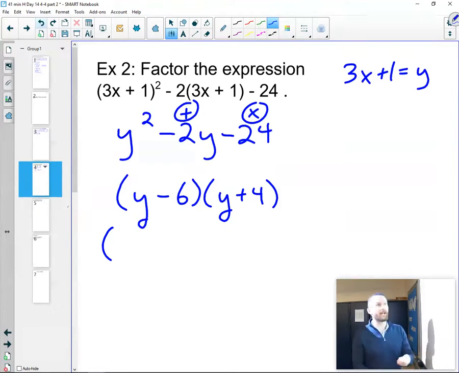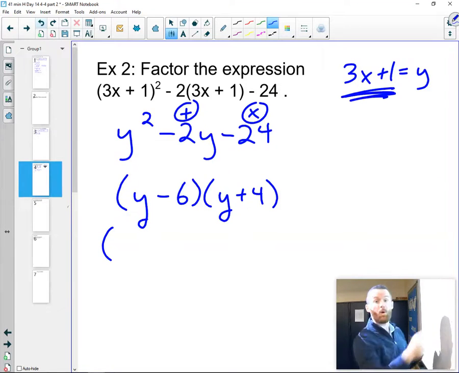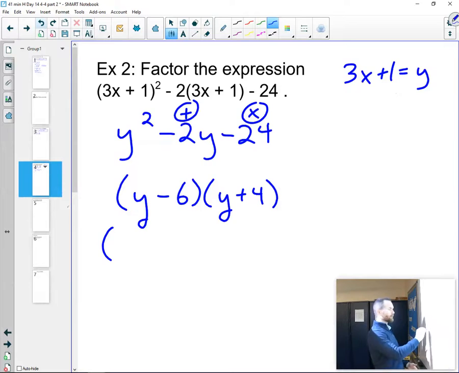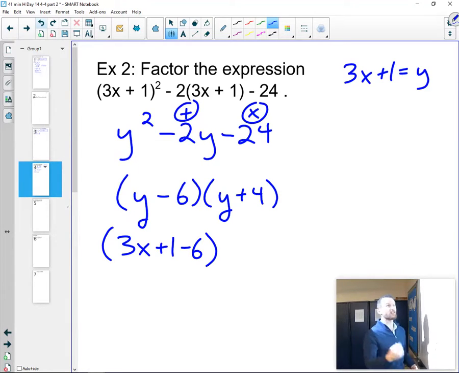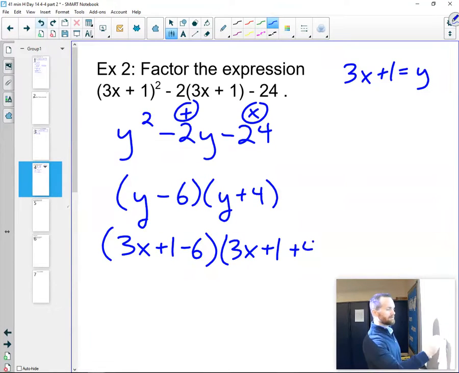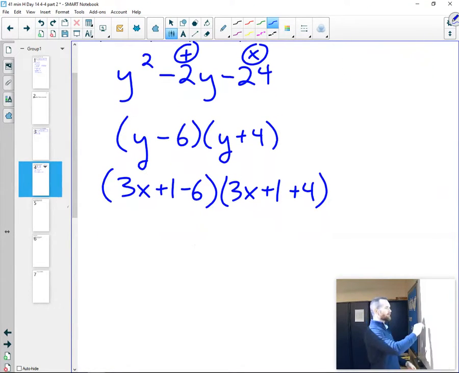So, all right, they wanted x's. Well, we know what y equals. We set y to equal 3x plus 1. So now, instead of y minus 6, I put 3x plus 1 minus 6. And instead of y plus 4, it's 3x plus 1 plus 4. We just substitute our 3x plus 1 back into our final answer, and then we simplify it.